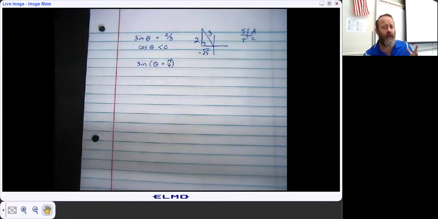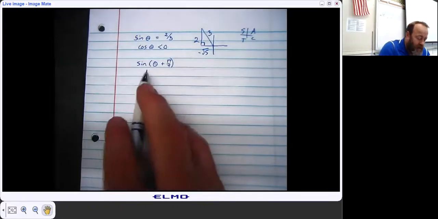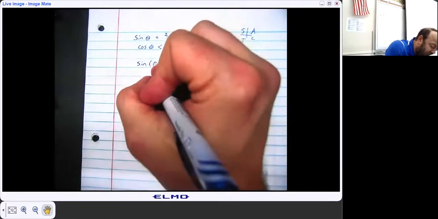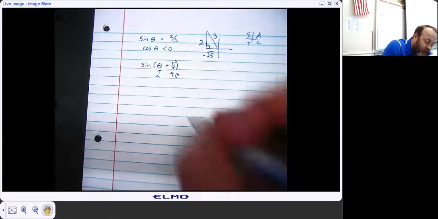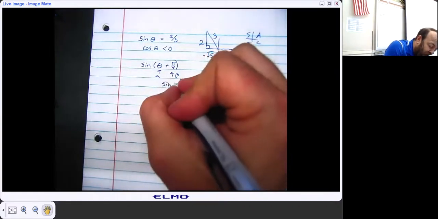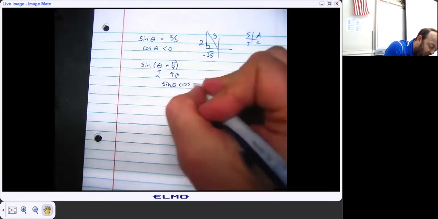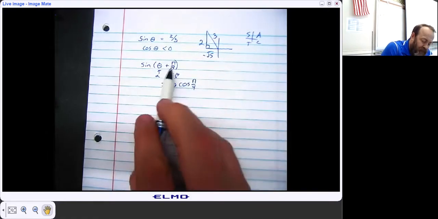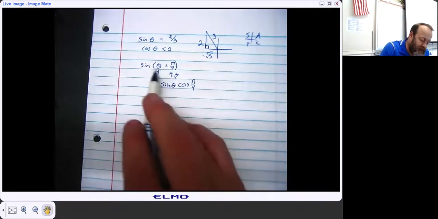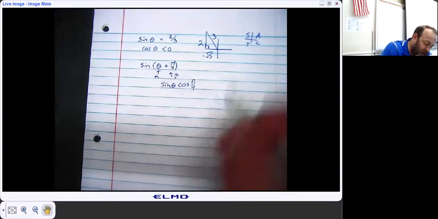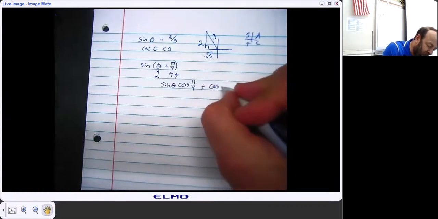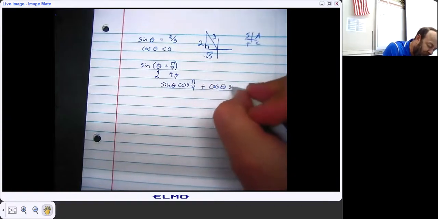And I know a lot of people go, well, what's going to happen here? Well, this is really just thinking of this as alpha and this one as beta. So the sine of alpha, cosine beta. The formula says, again, going back, the sine of alpha plus beta was sine cosine plus cosine sine.